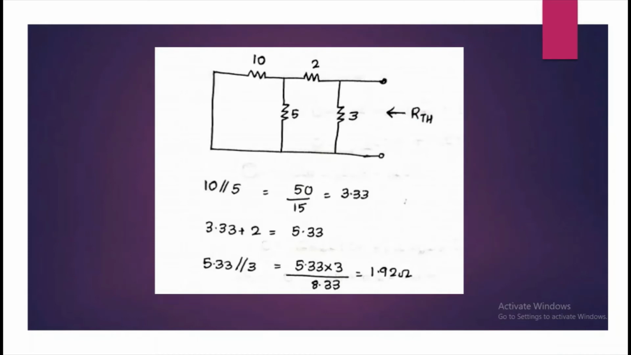Next, we have to find the Thevenin's equivalent resistance RTh. So short circuit this voltage source which was present here. The 10 ohm is in parallel with 5 ohm, and the net resistance is 3.3 ohm, which is in series with 2 ohm. So again we get the net resistance as 5.33 ohm, which is again in parallel with 3 ohm. So the final value is 1.92 ohm.